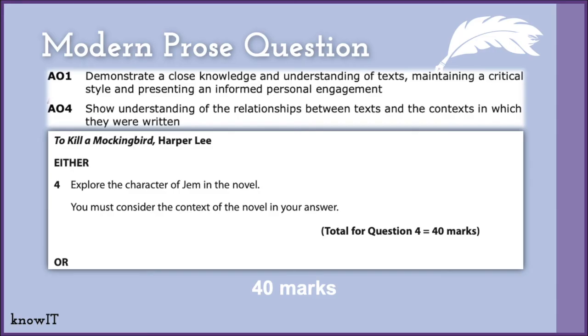And then AO4: show understanding of the relationships between texts and the context in which they were written. So this is the bit which is very important. AO4 is the most important. It means that you should write about the context in which this book was written, and you should mention it throughout your answer and link it to the question. So when they say explore the character of Jem, and as you can see below, it says you must consider the context of the novel in your answer. This means that you have to keep in mind that the Great Depression was there at that time, if I'm not wrong. Okay, I'm having second guesses about this, but I think the Great Depression was there.